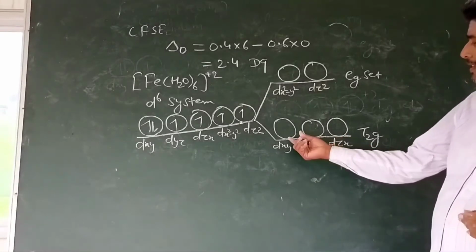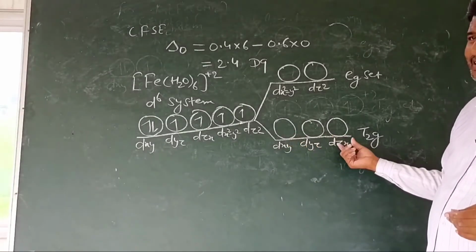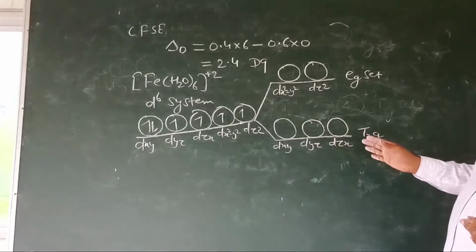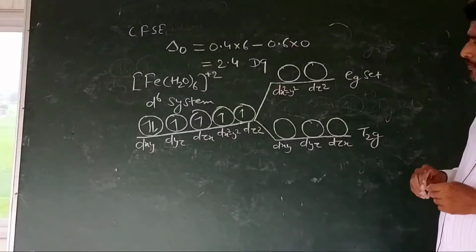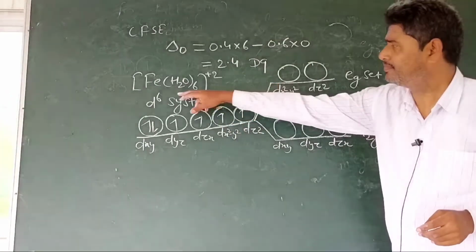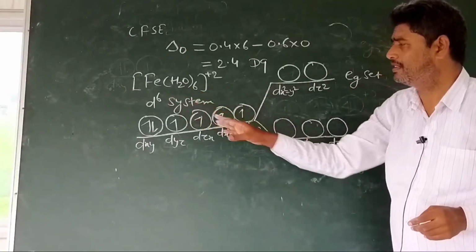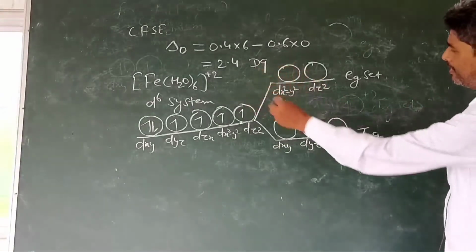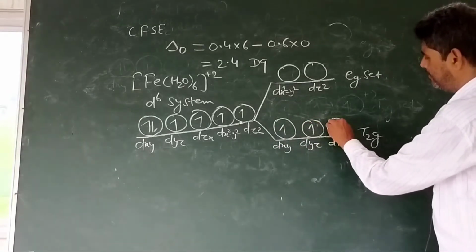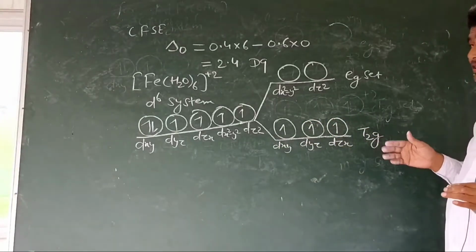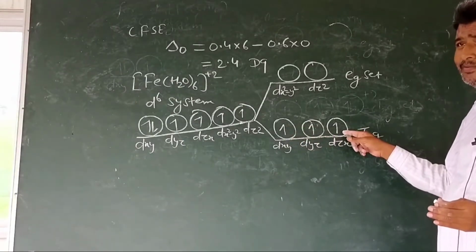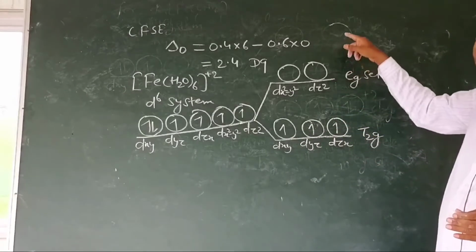Since all these three are degenerate, electrons will enter singly with parallel spin. So out of 6 electrons, the first 3 electrons will enter singly with parallel spin: first, second, third. After this, if the ligand is strong, pairing will start here, and the remaining electrons will enter the upper energy level.